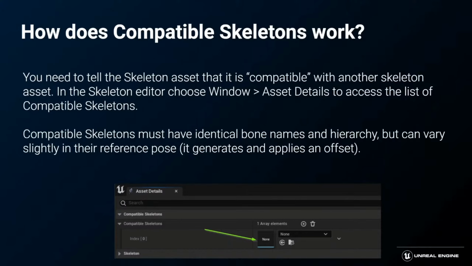In the skeleton asset editor, you go under Window. It's a little bit hidden, but you go under Window to Asset Details, and you'll bring up this little tab here with this array called Compatible Skeletons, and you can add references to other skeletons in there. So you can take your base skeleton and say, hey, this other variant is compatible with you, and then that variant can play any of the sequences that base skeleton has. You can share animation blueprints with that base skeleton, and it basically treats it as though they're sharing the same skeleton, but without all the cruft that comes from actually sharing the same skeleton asset.